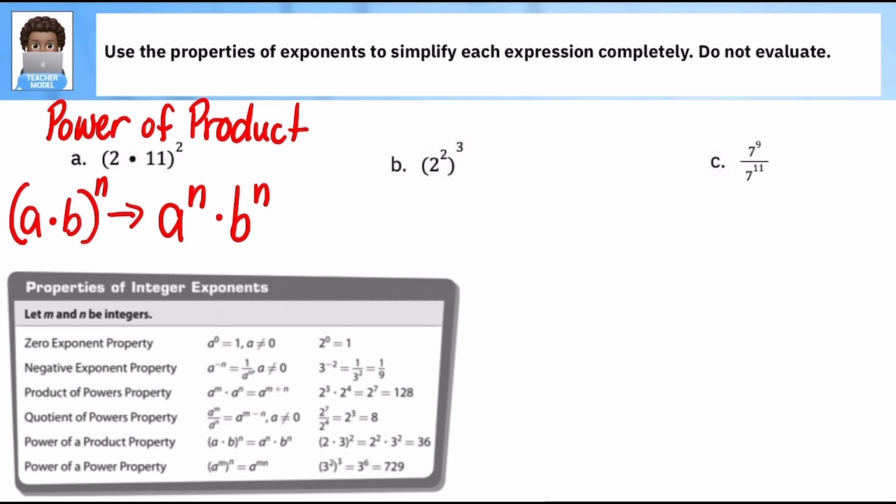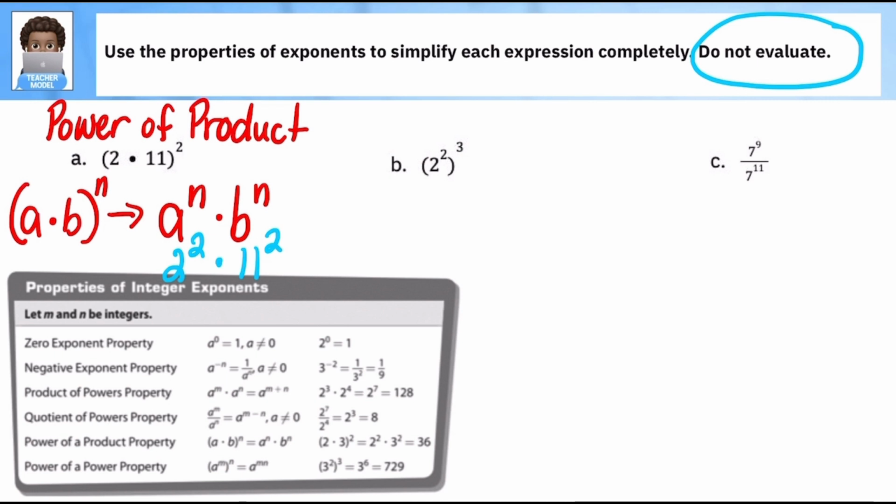In this case, our a, we have 2 times 11. So we know that's going to be 2 to the second power. I'm going to change the color. So 2 to the second power times 11 to the second power. Now, if I was going to keep on going, I would actually figure this out. 2 squared is 4, 11 squared is 121, and I'd multiply them together. But in this one, I'm saying do not evaluate. I just want to be able to recognize what this is and just model that out.